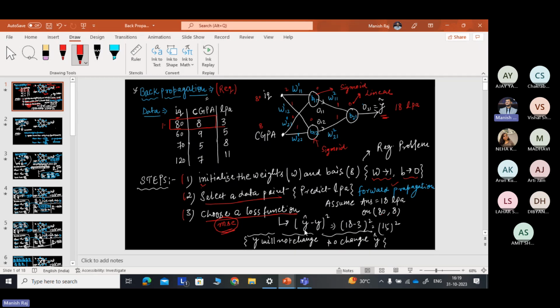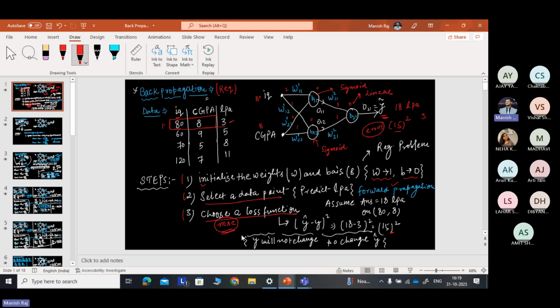So you are choosing the MSE. So what are you doing? 18 minus 3, that is 15 square. Something like 15 square, that is the error part. Okay, this is the error. Now just tell me which value you want to change here so that this 15 converts to 3, because the exact value is 3. So what is the thing you will change?